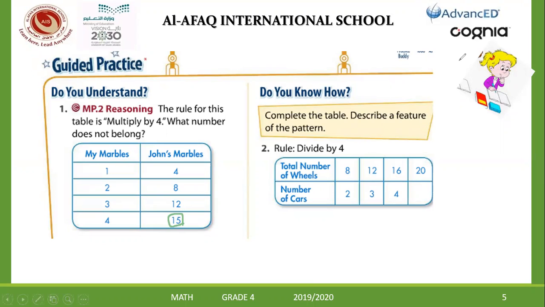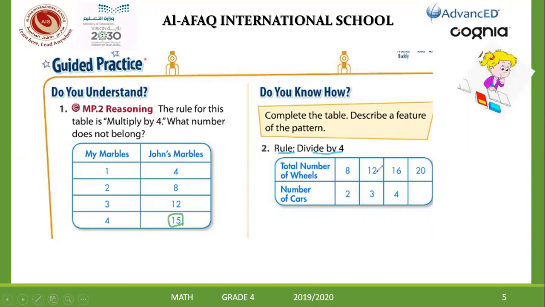What about the second question? Complete the table, then describe a feature of the pattern. The rule here, take care, is divide by 4. Total number of the wheels, and here number of cars. As you see, if the number of wheels is 8, the number of cars will be 2. From where did I get 2? By dividing 8 by 4 using this rule.